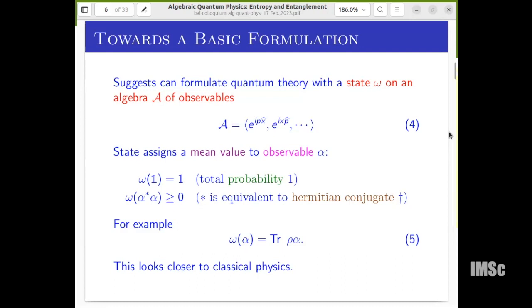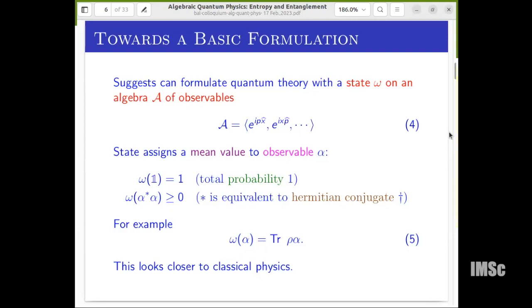And I should also have this, since I want to pretend that omega is a probability. So this algebra has something called a star operation, which is like Hermitian conjugation, but can be defined without talking about Hilbert spaces. We can define what is meant by alpha star without referring to Hilbert spaces. And I want omega of alpha star alpha to be non-negative. So this is the requirement that it is positive. It has the properties of a probability distribution.